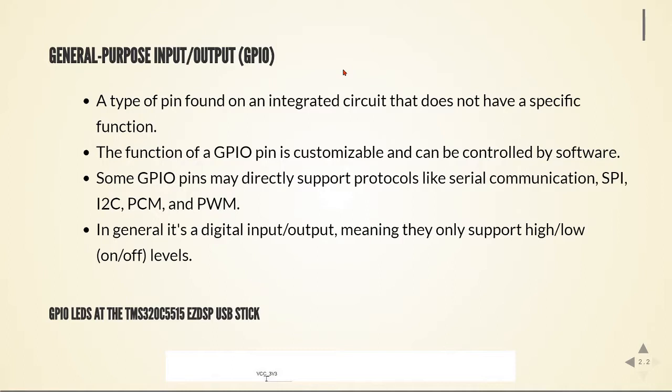So you can set a GPIO to be input or output, and some GPIO pins may directly support protocols like serial communication and PWM and PCM. It's typically a digital input, so they only support high or low, on or off levels.